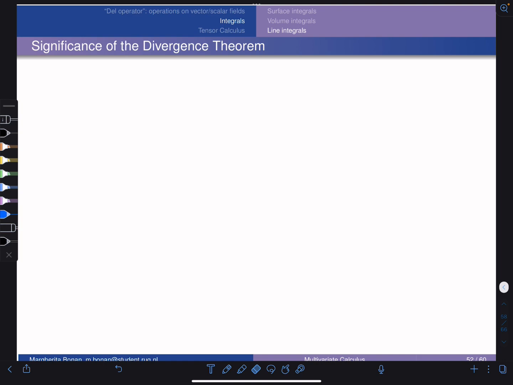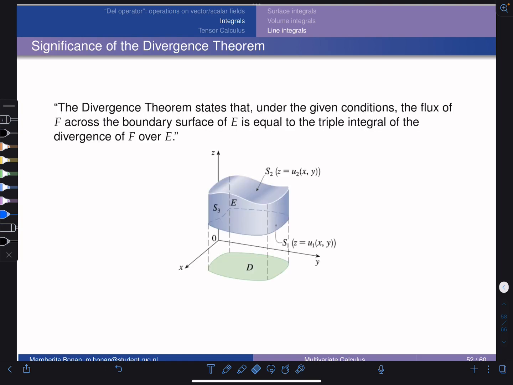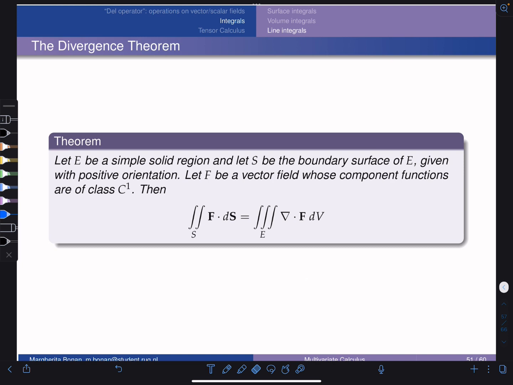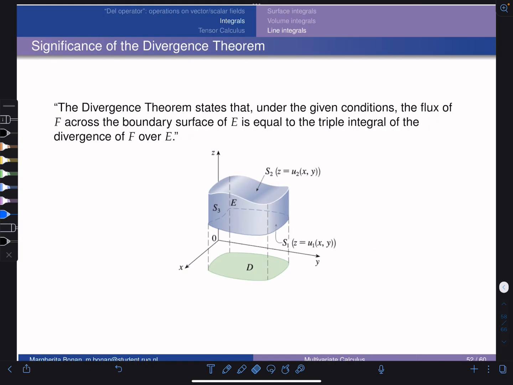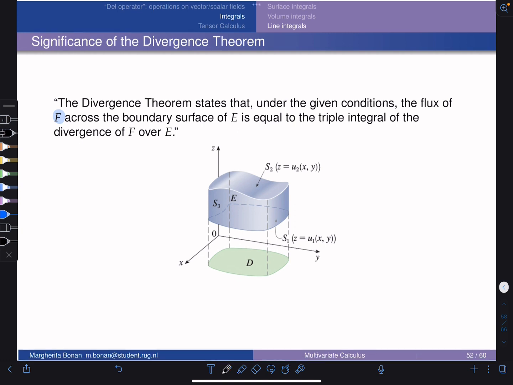The significance of this theorem is that under given conditions, which are the positive orientation and the component functions being of class C1, the flux of F, the vector field, across the boundary surface of E is equal to the triple integral of the divergence of F over E. This theorem means that we can know something about what happens in the volume E just by knowing some information about what happens on the surface.